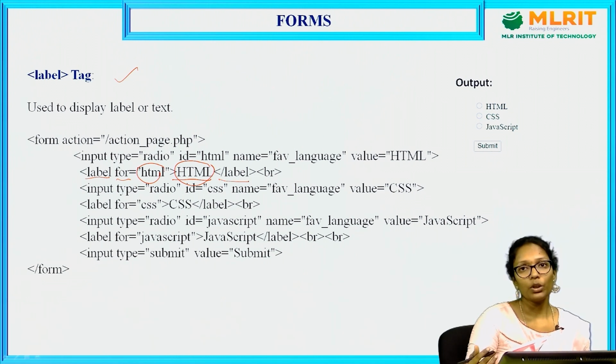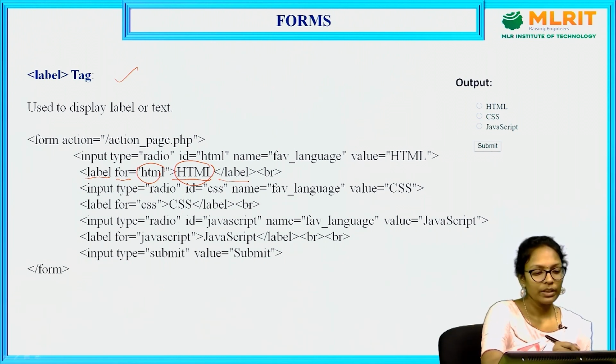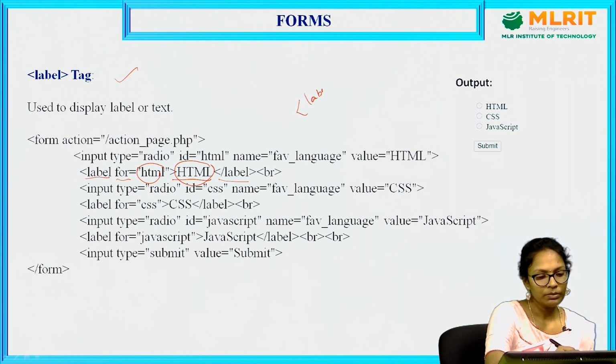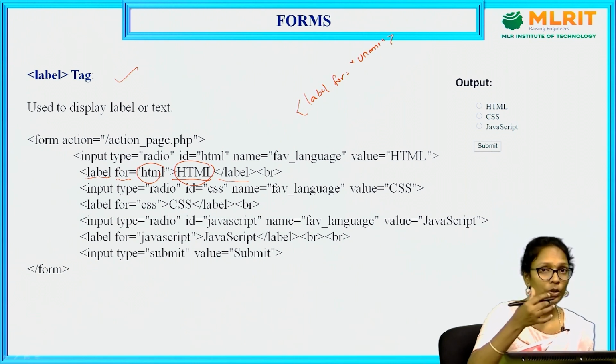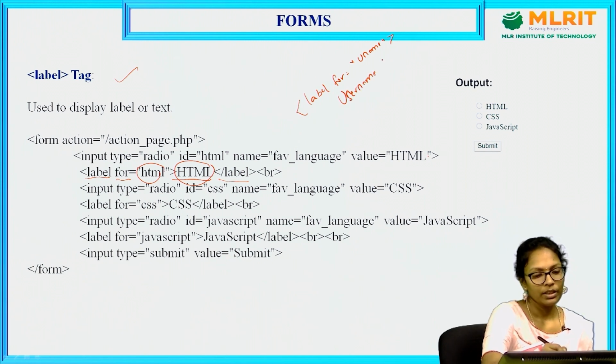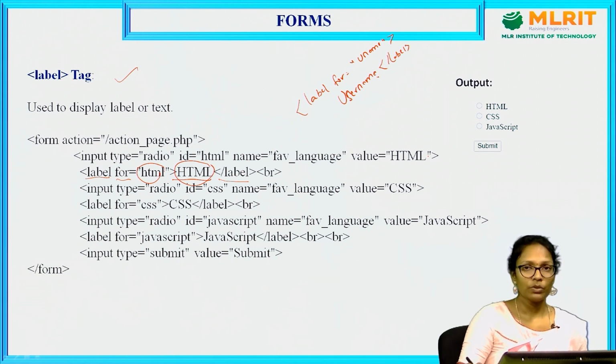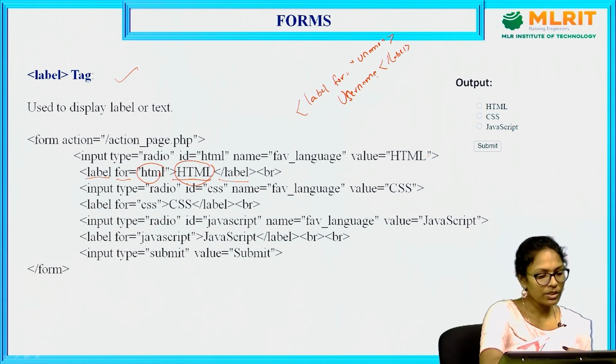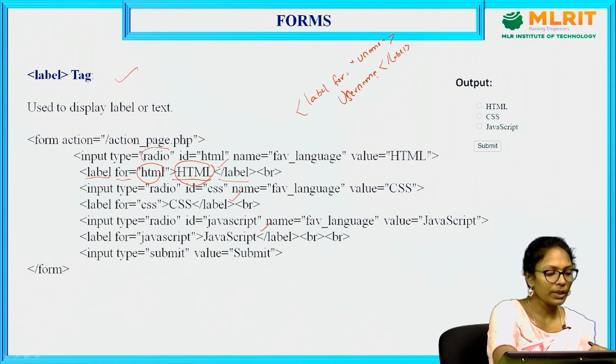For example, I want to show the username. Then how will you write? Label for uname. The for value you can write as anything, but what I actually want to display is username. Then after that you can close your label. Like this you can write for username. So the first label is HTML, the second label is CSS, the third label is JavaScript. Now these 3 labels you are creating for radio buttons actually.